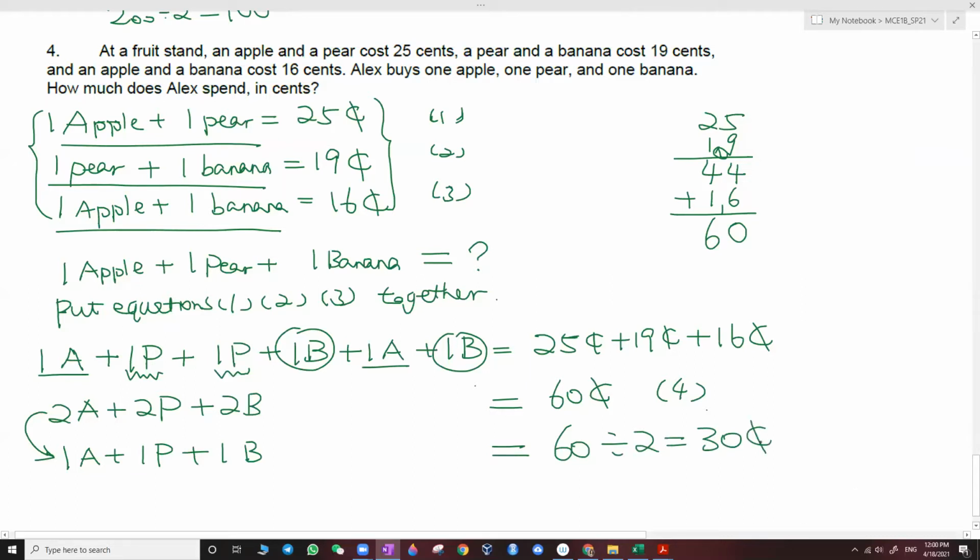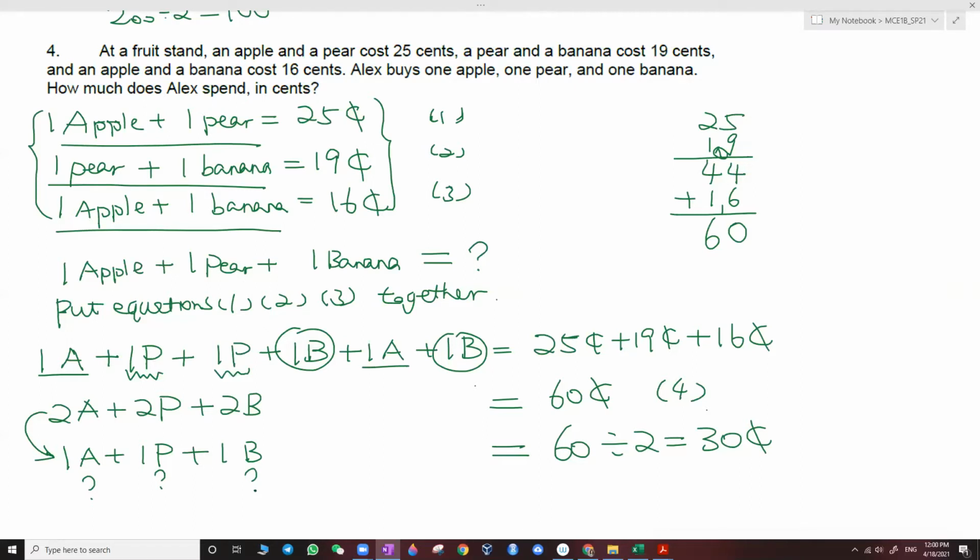I know what you guys are trying to get. You're trying to know how much each one costs. A lot of students are trying to figure out how much does 1 apple cost? How much does 1 pear cost? How much does 1 banana cost? There is a way to do it, but not at your level. At your level, we just need to focus on the question.